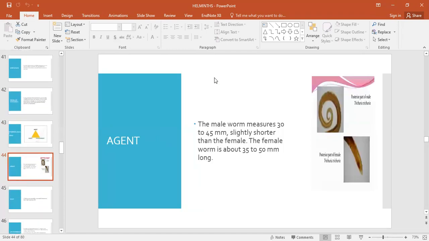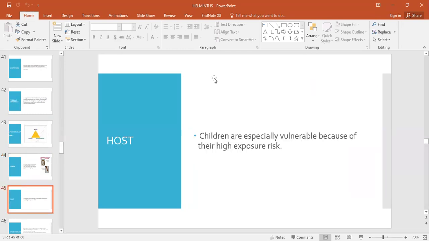Epidemiological triad. Agent: Trichuris trichiura male worms measure about 30 to 45 millimeters, slightly shorter than the female. The female worm is about 35 to 50 millimeters long. Children are especially vulnerable because of their high exposure risk.